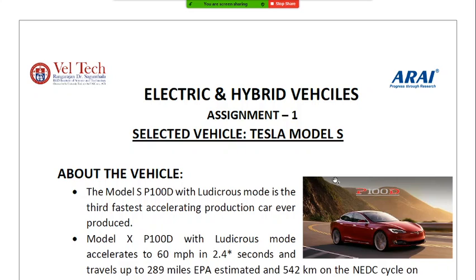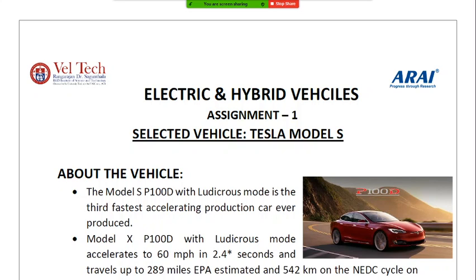I'm currently doing my master's in the domain of electric and hybrid vehicles at ARI Academy. Electric and hybrid vehicles is a subject which is part of my curriculum, and I have been instructed to do an assignment on finding the electrical loads in electric vehicles. So I chose Tesla Model S.